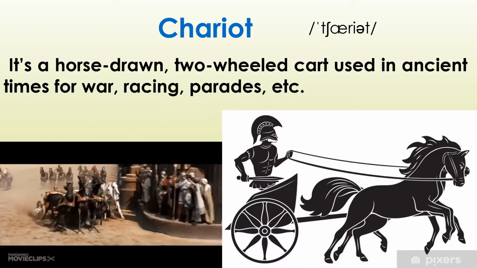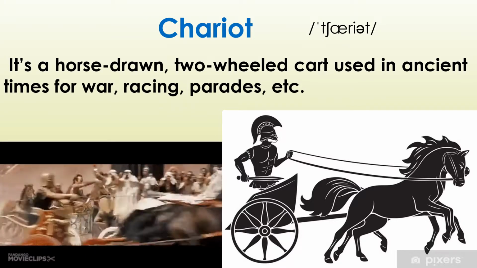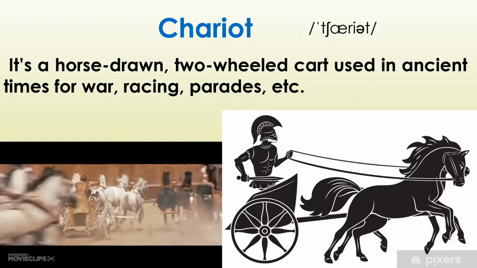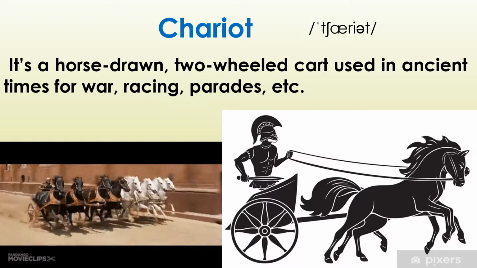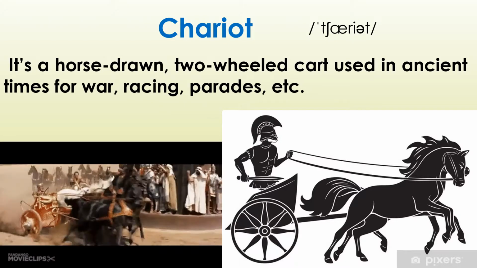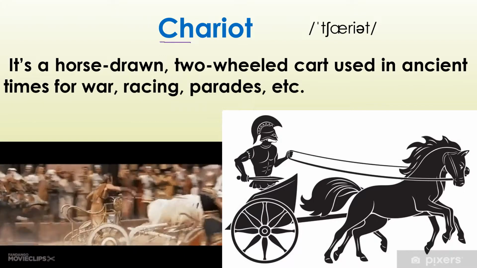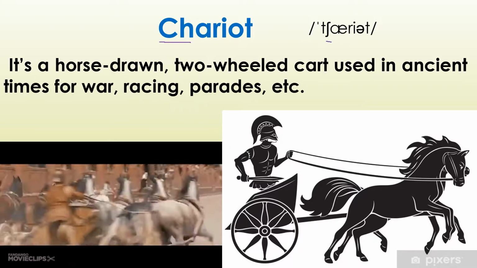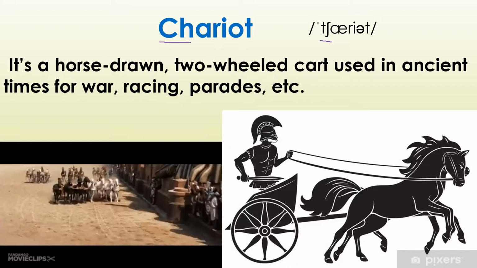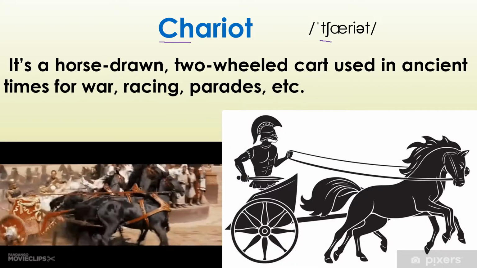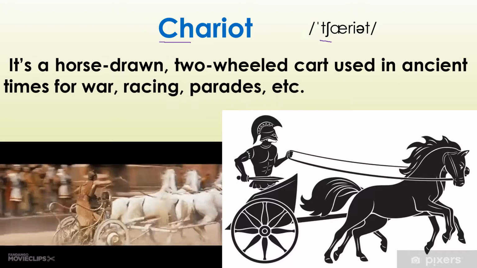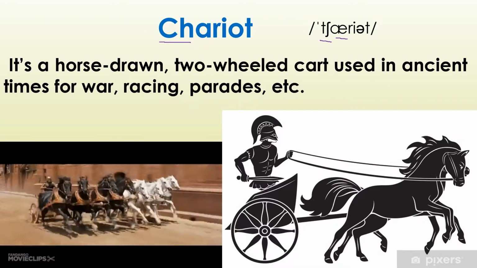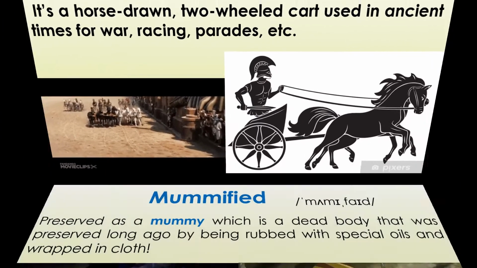Chariot. A chariot is a horse-drawn, two-wheeled cart used in ancient times for war, racing, parades, etc. Chariot, the ch here is pronounced ch. Look at the symbol here. This one is sh, and you have ch. Chariot. This one is a chariot.